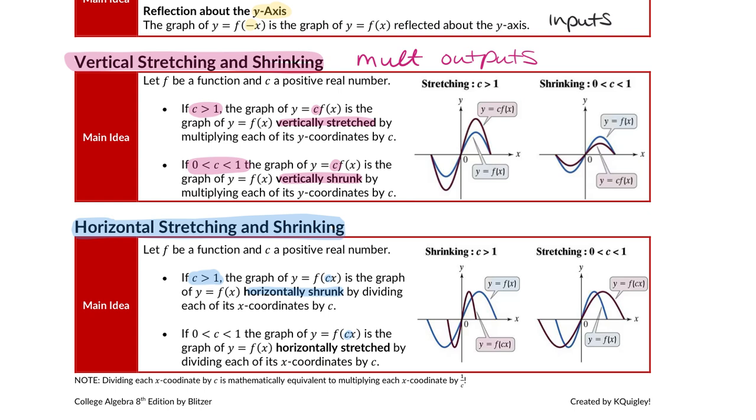If the number is between 0 and 1 that you are multiplying in front of X, that is going to be our horizontal stretch, which is going to make the graph seem longer, for lack of a better word, because you are dividing each of its x coordinates by that number C. But remember, dividing each coordinate by C is mathematically equivalent to multiplying each x coordinate by 1 over C. So you're multiplying by the reciprocal. That's what dividing is.